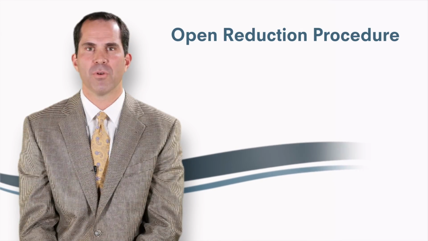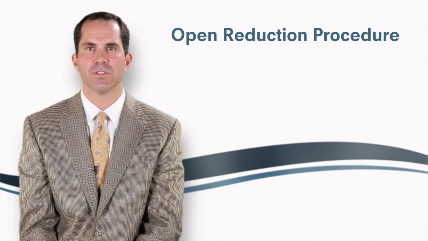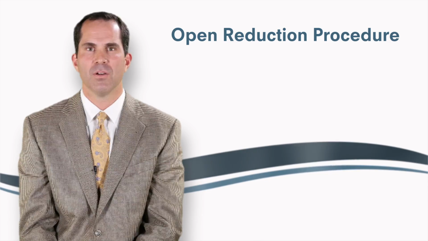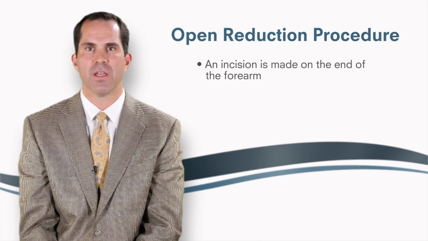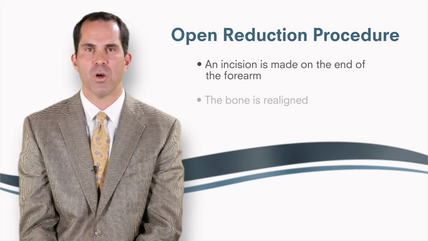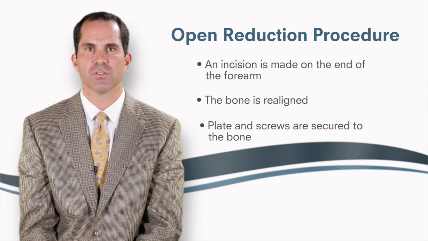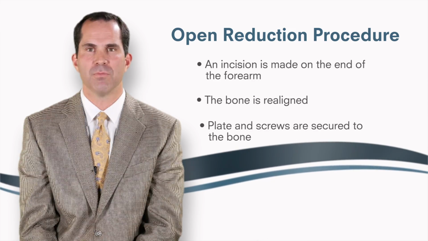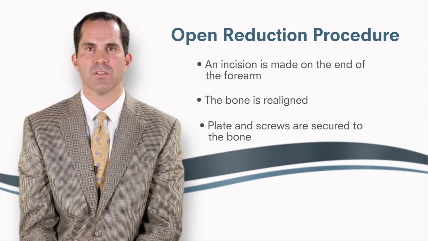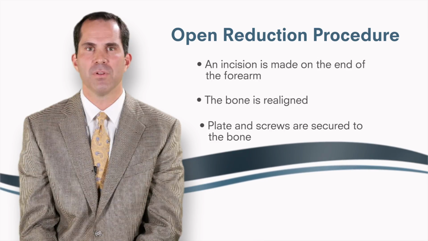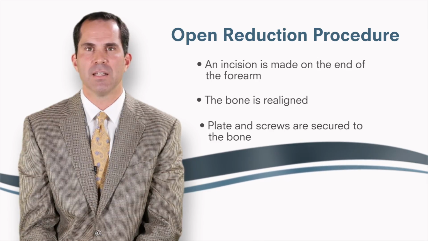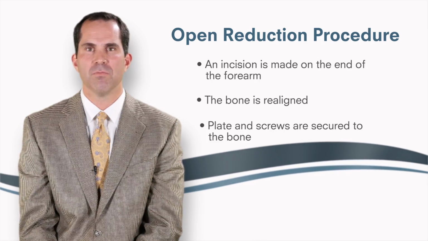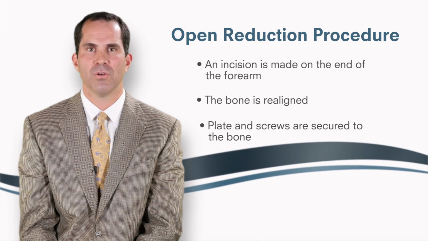Most frequently, we perform a surgery called an open reduction and internal fixation. With this surgery, an incision is made on the end of the forearm, the bone is realigned, and a plate and screws are secured into the bone to keep it in position. The advantage of this surgery is to achieve a better reduction of the fracture and attain enough security to begin moving the wrist within a week or 2 of surgery.